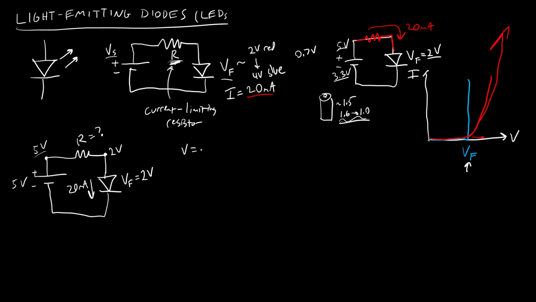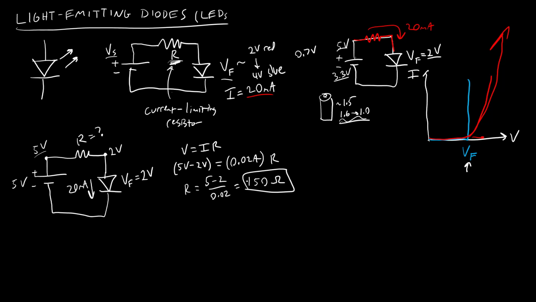So I can apply Ohm's law to my resistor, where I know that V is the drop across the resistor, so that's going to be 5 volts minus 2 volts. And I know my desired target current is 20 milliamps or 0.02 amps. I don't know R, so I can rearrange that to solve for R. That's going to be 5 minus 2 over 0.02. And in this case, that gives me 150 ohms, which happens to be a common resistor size.